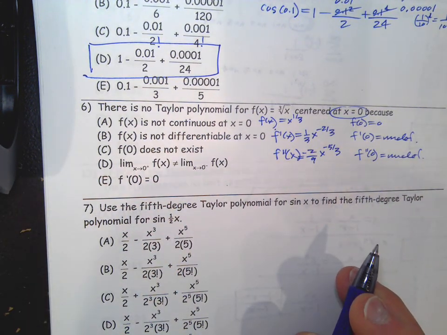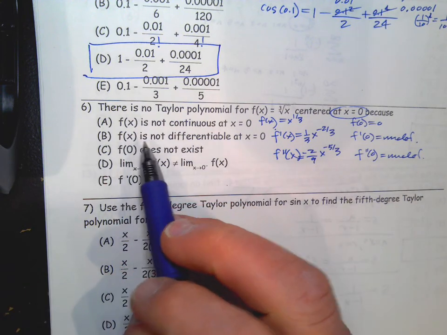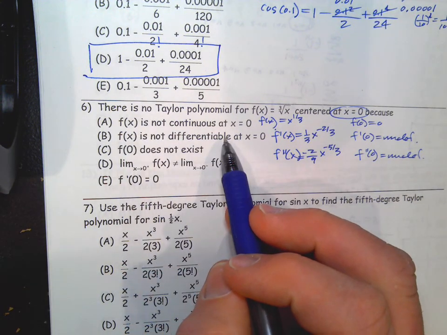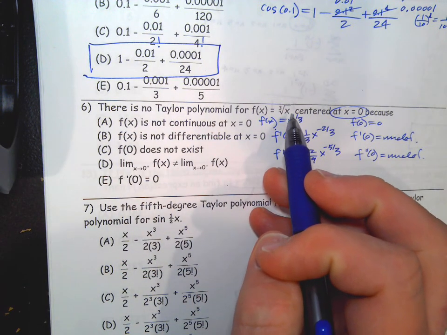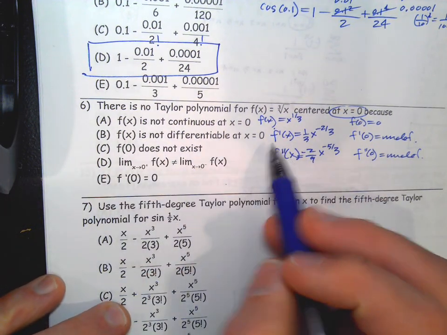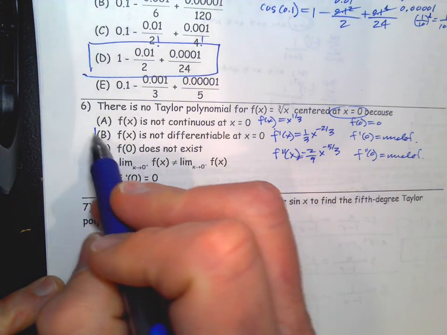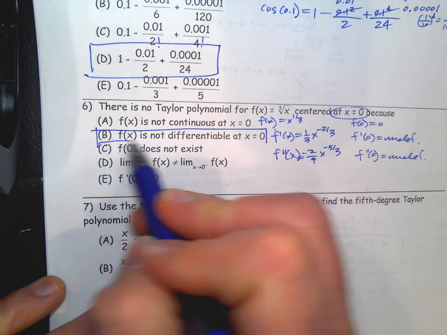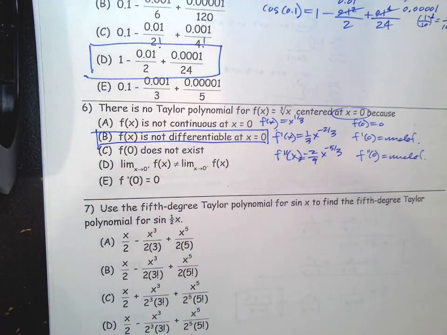So I would say, why? Because f is not continuous. Actually, it is continuous. It's not differentiable. I think that's what I want to go with, because we need the derivatives, right? So it's not differentiable. That's a problem.